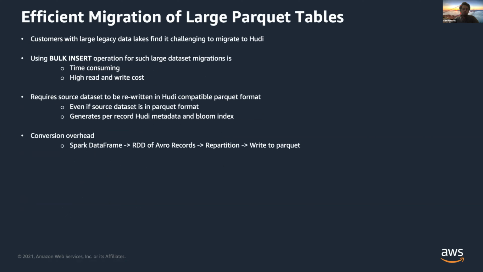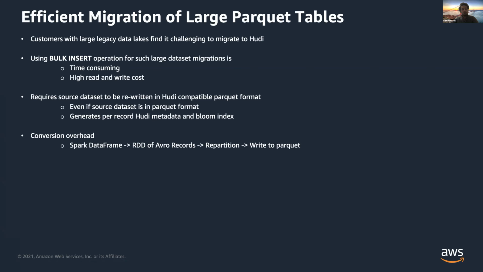So one of the main features we worked on last year in collaboration with the Uber team was to basically provide an efficient way to migrate large data sets over to Hoodie, especially for customers who have large data lake installations with terabytes and petabytes of data sitting on S3. Now, using a traditional bulk insert operation is not very efficient in this case. It is very time consuming and involves a lot of compute power and high read and write cost.